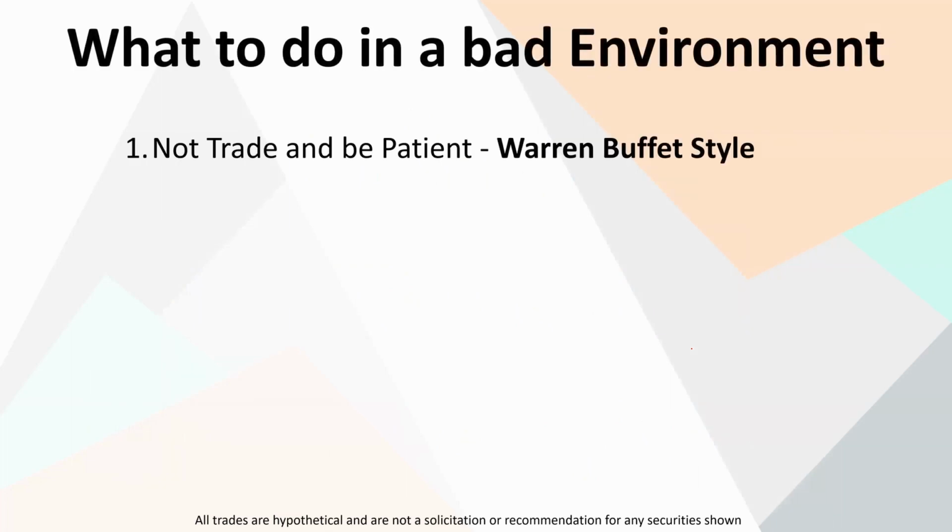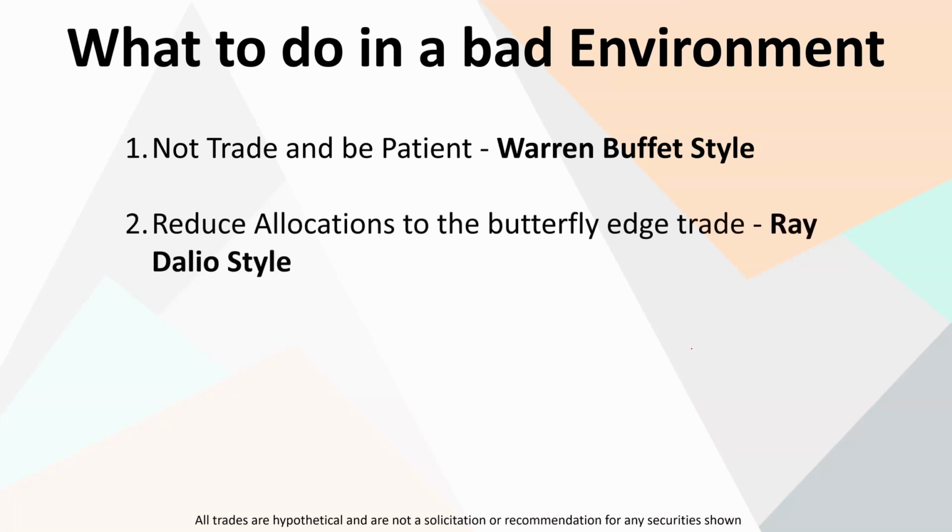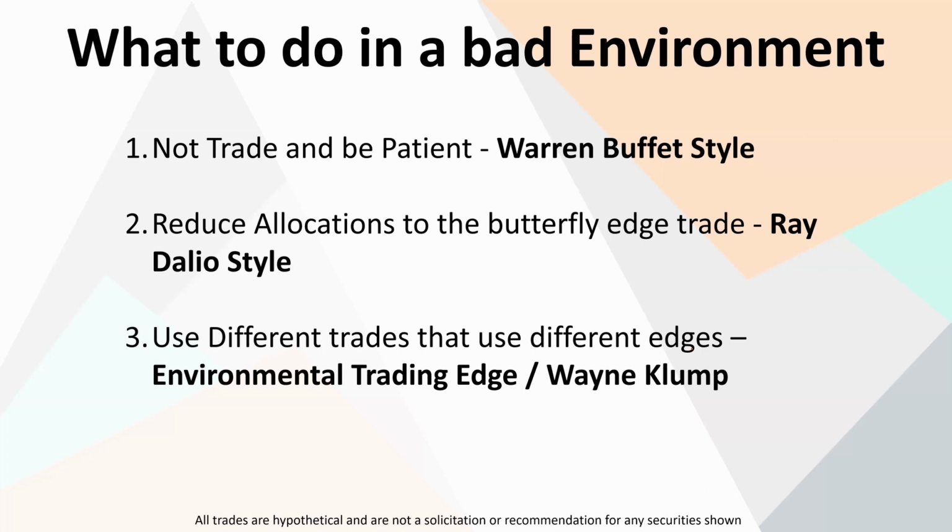So what to do in a bad environment, right? Basically you could Warren Buffett style it and just not trade. That's really patience, things like that. You could reduce the allocation to your butterfly or condor based trade that deals with that. It's kind of a Ray Dalio style. So you change your allocations. And then of course I have my style where I use different edges, different structures. So I do that in my version, right? The adapt dailies and then the adapt advanced.